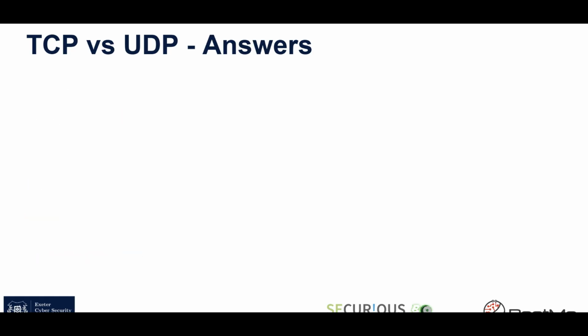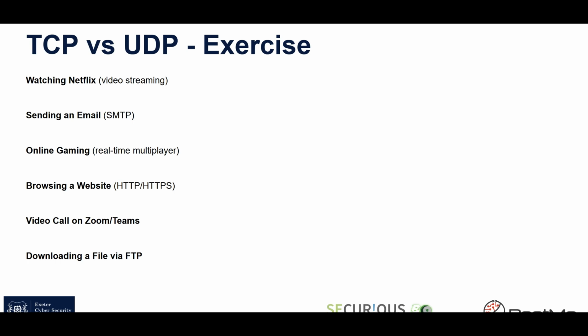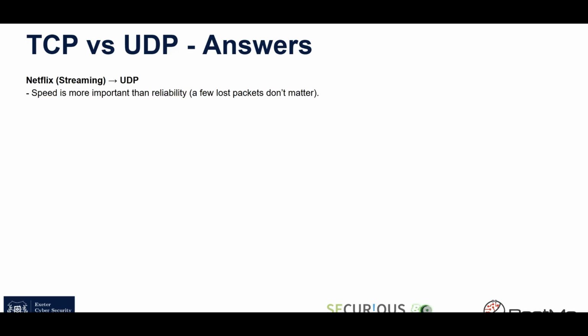The first one, which was watching Netflix. Who thinks it's TCP? Raise your hands. Who thinks it's UDP? And it's UDP. Well done. Speed is more important than reliability in streaming. So a few packets that you lose don't really matter. You might be in 1080p, then you might go down to 720p while a few packets are missing, but it will not affect you. It's really the freshness and the traffic being fast that's important in streaming.